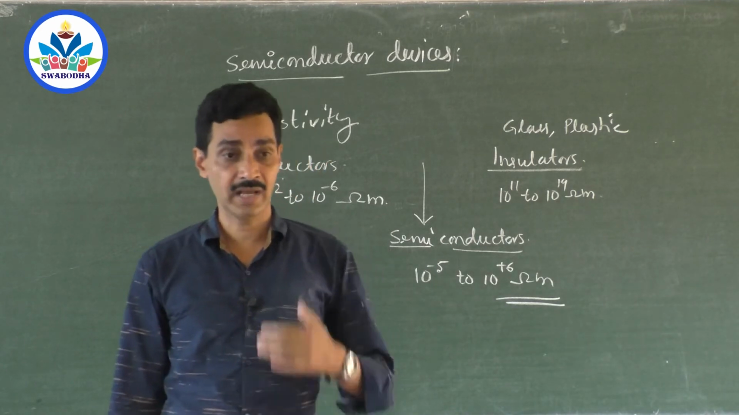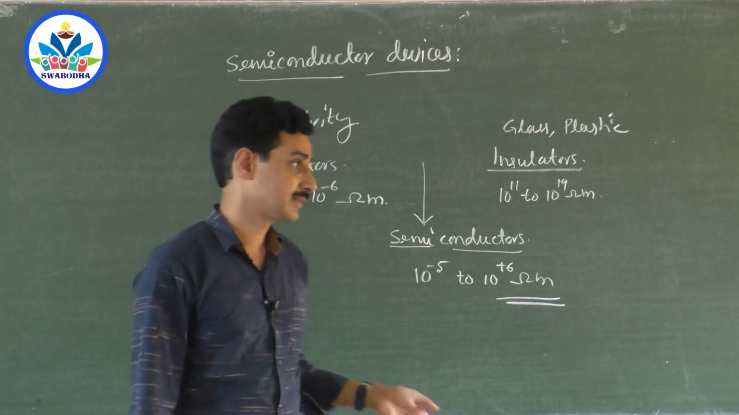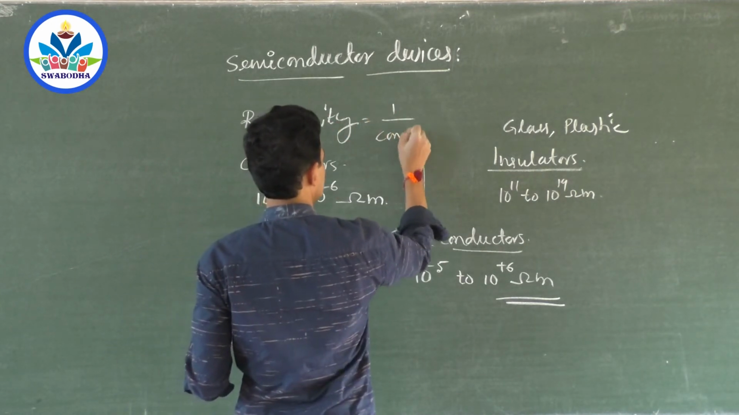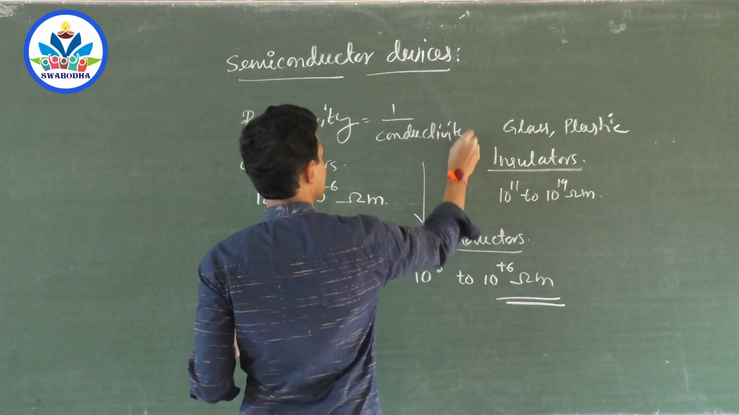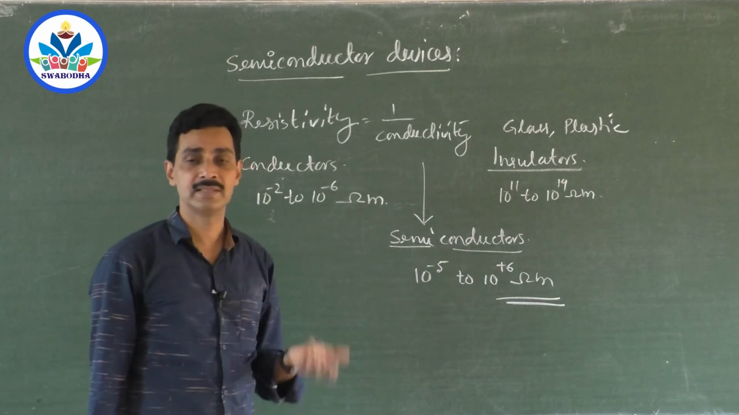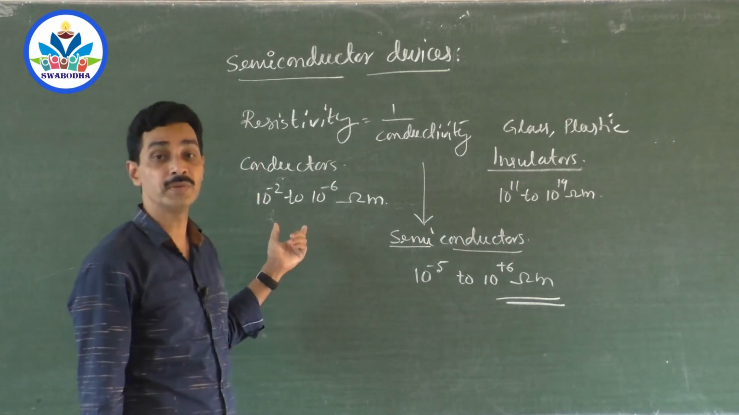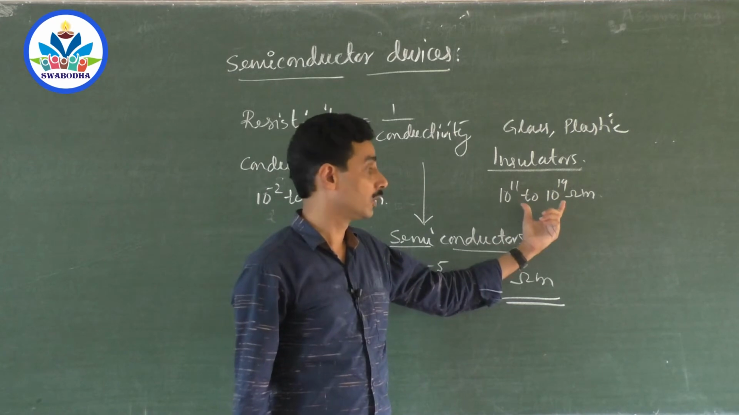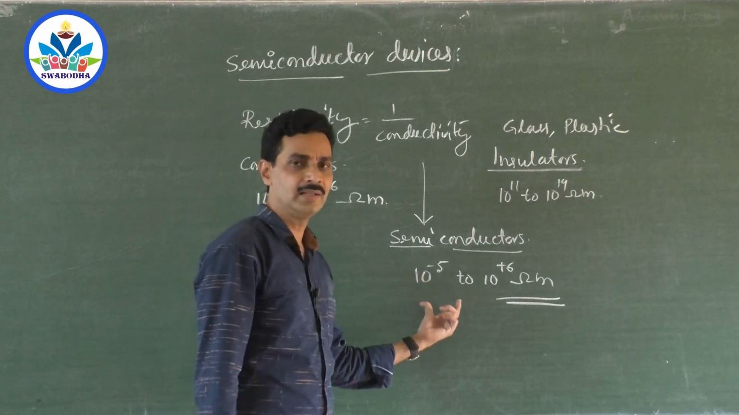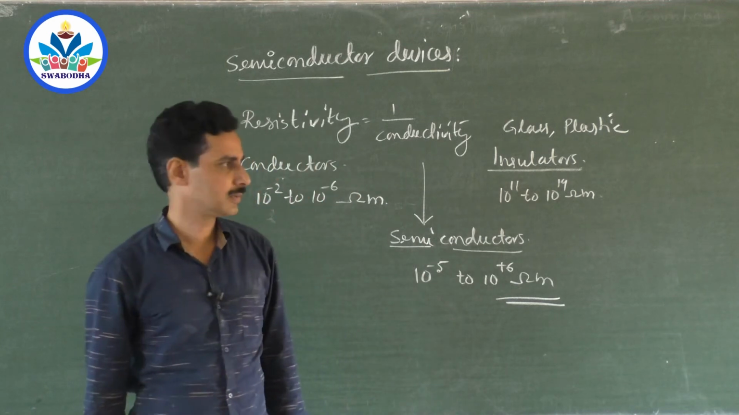So semiconductors are the materials whose conductivity or resistivity lies between that of conductors and insulators. Now you remember, resistivity is the reciprocal of conductivity. 1 by conductivity is resistivity. Conductivity means how much it allows the current to flow through. Exact definitions you will study later. So the reciprocal of conductivity is resistivity. Resistivity is less means it is a good conductor, opposition is less. Resistivity is more, 10 to the power 11 to 19, it is a very good insulator; it doesn't allow current. For semiconductors it is neither very small nor very large. It is 10 to the power minus 5 to 10 to the power 6 ohm meter.